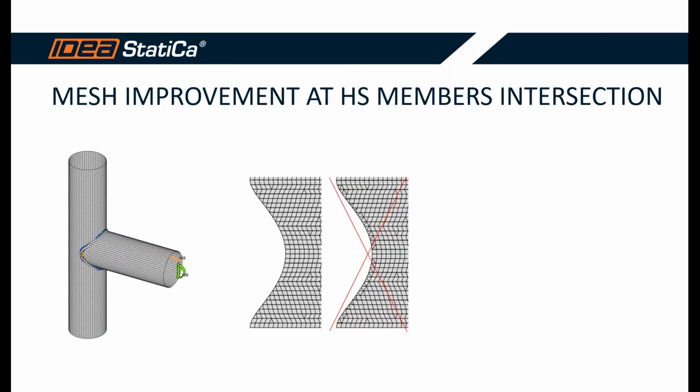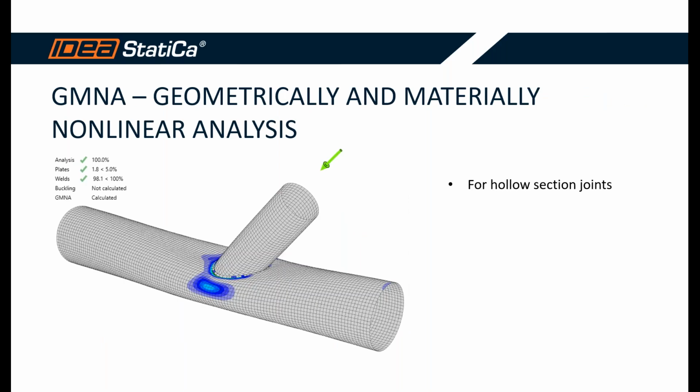We also improved a mesh process at the intersection of circular hollow members. This will help to give you more precise results because the mesh size is now even more similar. A new feature, geometrical and material nonlinear analysis for hollow section joints, is implemented, and this feature will increase the quality of the results especially for hollow section joints.